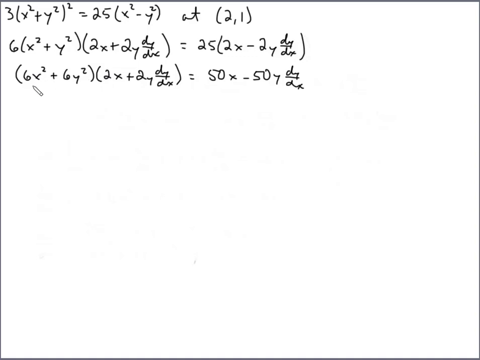Left side, we'll expand this using FOIL. We're going to get 12x to the third. Outer term, 12x squared y, and then a dy/dx on that one. Inner, 12x y squared. And last term, 12y to the third dy/dx. Right side stays the same.